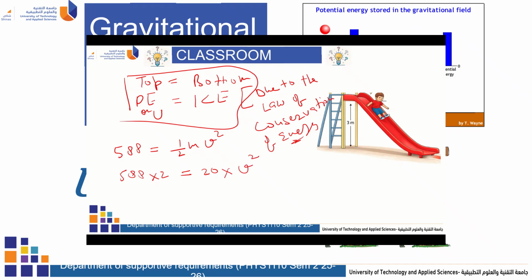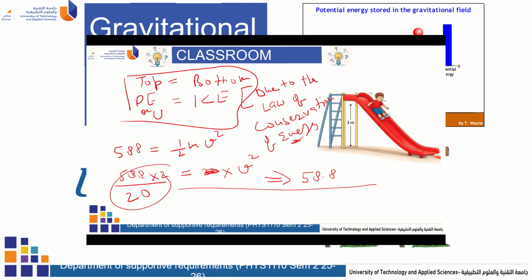If I write this, this 20 will go here, and if I solve the whole part, the v square will be 58.8. This is the value of the v square, and this is 58.8.